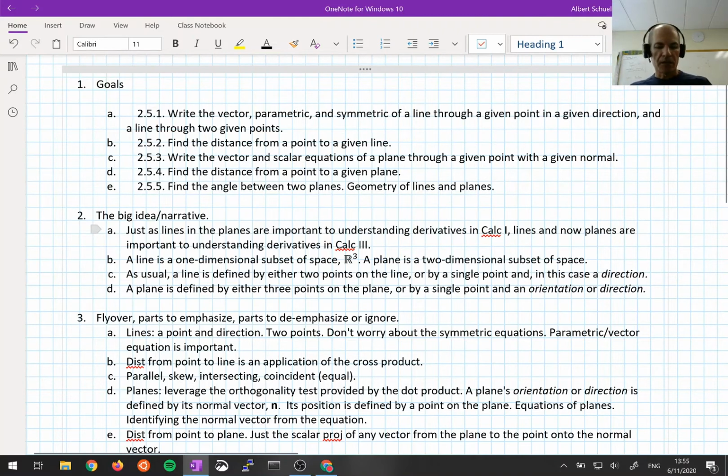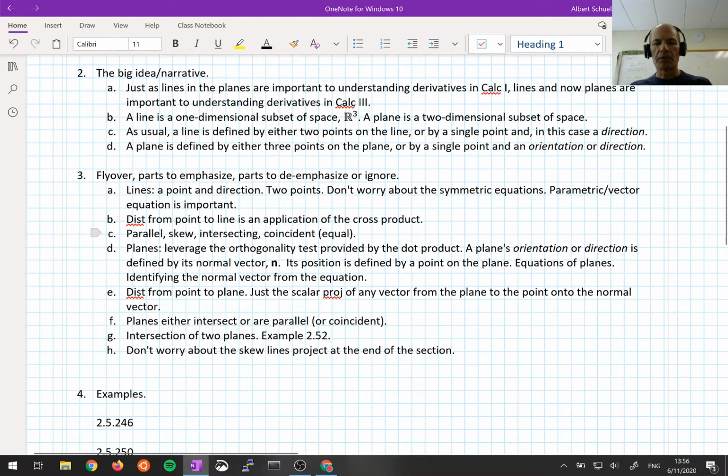Planes are useful because we can find tangent planes to surfaces in the same way that we found tangent lines to curves in Calc 1. We can find tangent planes to surfaces and perform a lot of useful applications with them as approximations to more complicated surfaces. Okay, so that's the big idea. We're introducing planes and lines in 3 dimensions, and we're just going to get used to how to represent them, how to compute them, how to answer geometric questions about them.